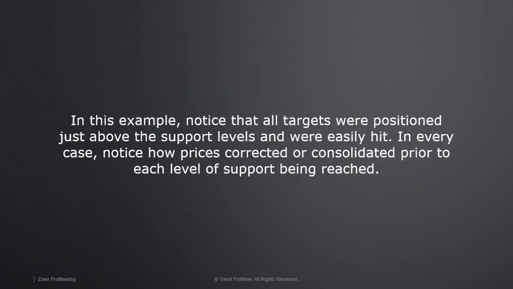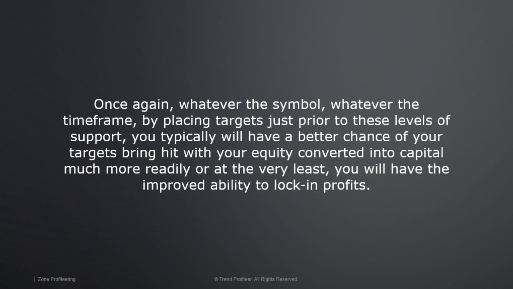So in this example, notice that all targets were positioned just above the support levels and were easily hit. In every case, notice how prices corrected or consolidated prior to each level of support being reached. And again, that's just a normal way of the markets. Profit taking, a lot of people do profit taking, and that can cause those corrections, as well as buyers or sellers from the other side getting involved in the trade. And that's why you'll often see little gyrations in the market around those important levels.